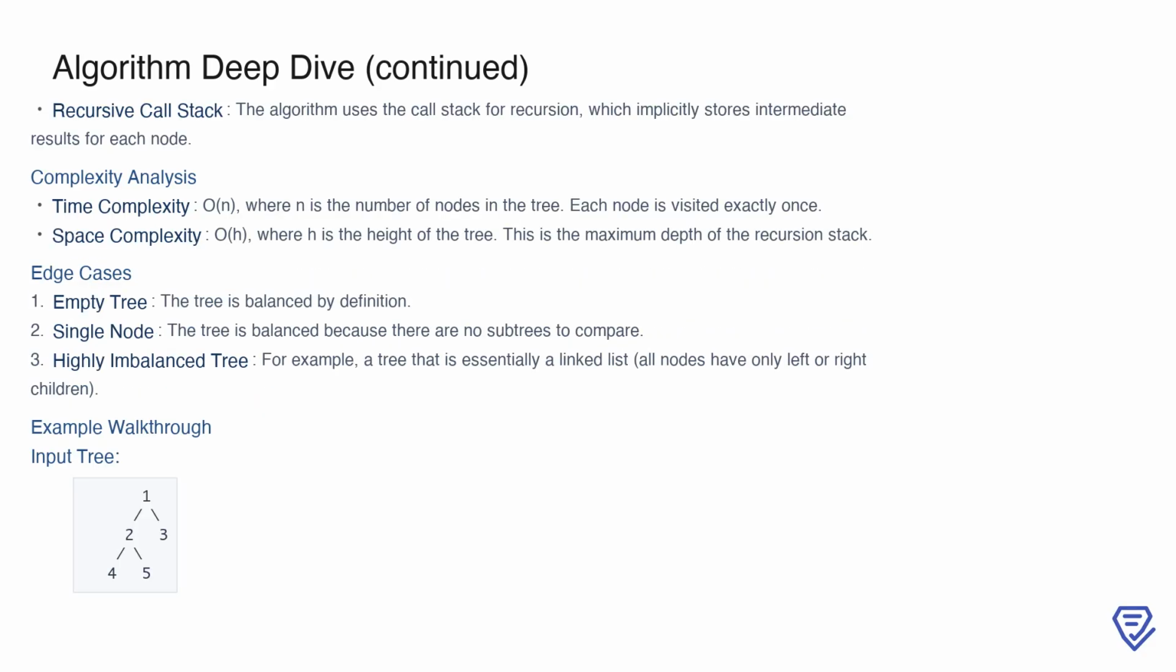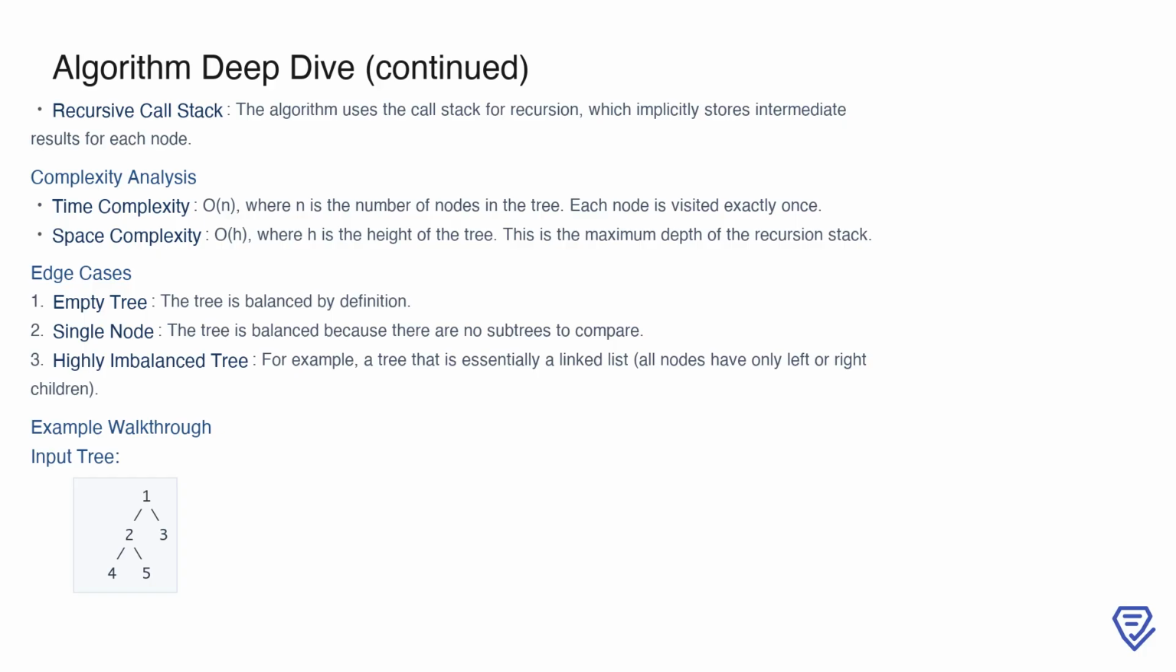The algorithm uses the call stack for recursion, which implicitly stores intermediate results for each node. In terms of complexity, the time complexity is O(n), because every node in the tree is visited exactly once. The space complexity is O(h), where h is the height of the tree, because the recursion stack's depth depends on the height. For edge cases, an empty tree is always balanced, as there are no nodes to compare. A tree with a single node is also balanced, since it has no subtrees.